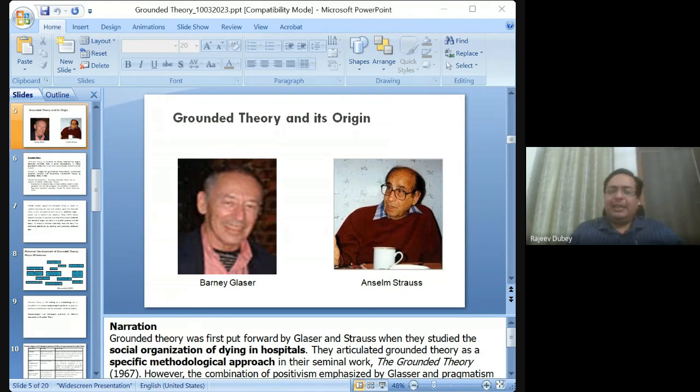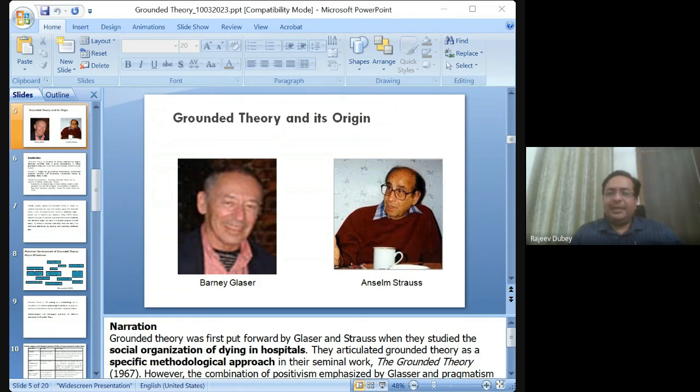And in their seminal work on awareness of dying, which also came later, the approach of grounded theory came up very clearly in 1967 in the book The Discovery of Grounded Theory. This was a seminal contribution in the field of research methodology, because here Glaser and Strauss made certain very emphatic claims. They provided a rationale to justify the idea that the gap between a social science theory and empirical data should be narrowed by firmly grounding a theory in the empirical research.